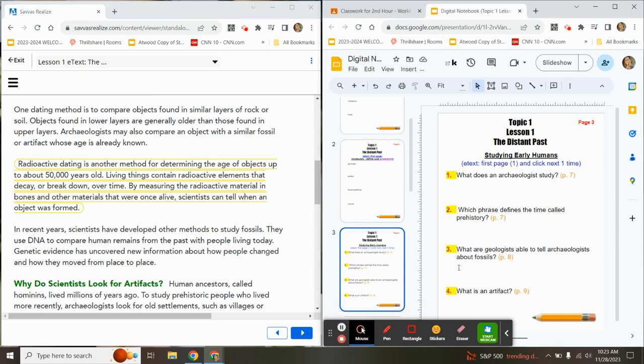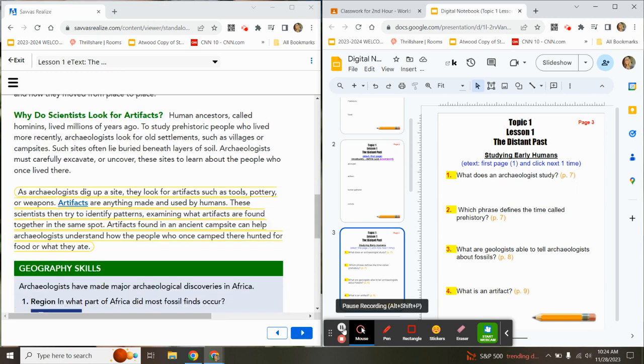All right, number 3. What are geologists able to tell archaeologists about fossils? If you look in this circled text, the circled paragraph that starts with radioactive dating, if you're in the textbook, it's on page 8. You will find that answer. Let's continue on to number 4. Why do scientists look for artifacts?